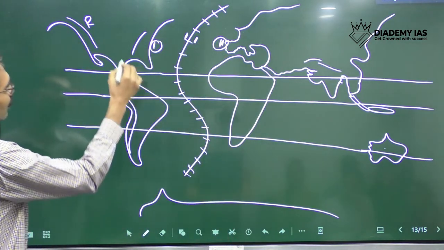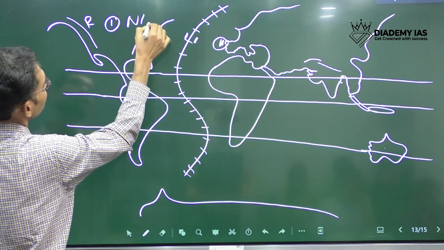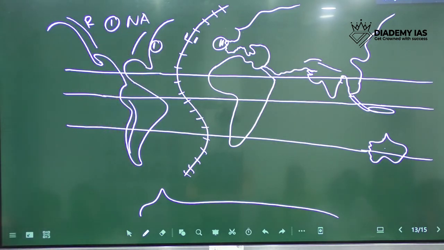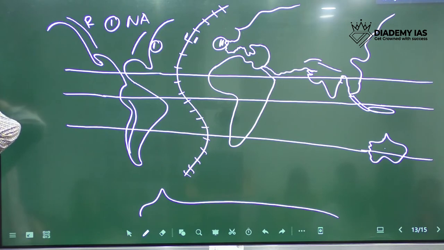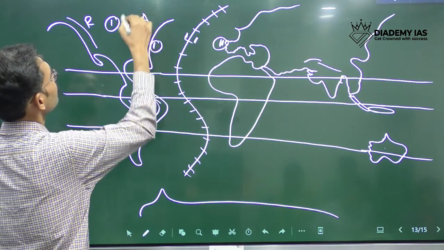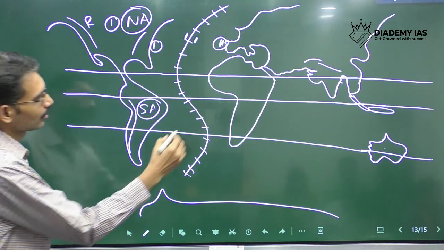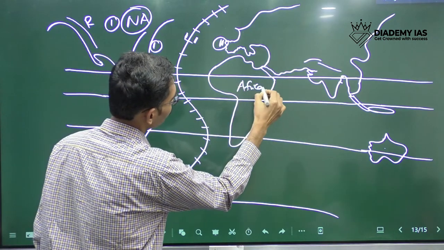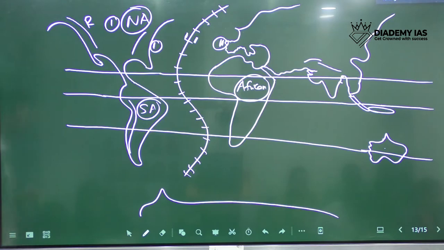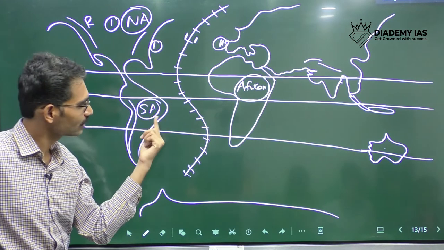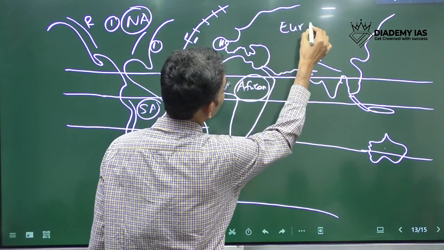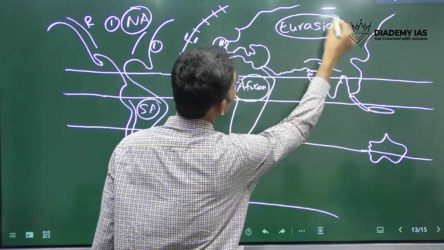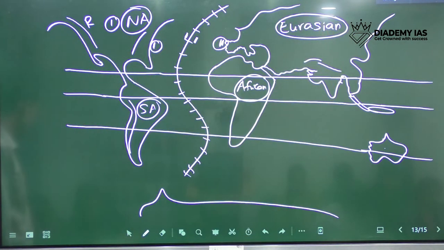Now the first one is this one, you note down, North American plate. Just put a heading on that image itself, the map itself: North American plate, South American plate, African plate. Online students, you mark it. North American plate, South American plate, African plate, Eurasian plate.